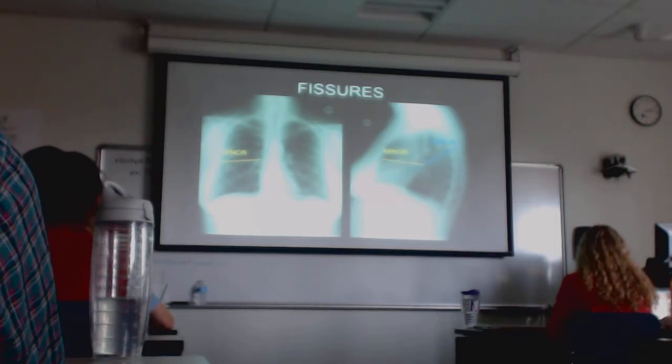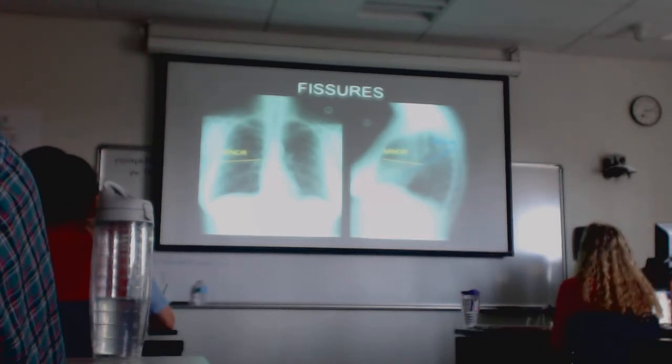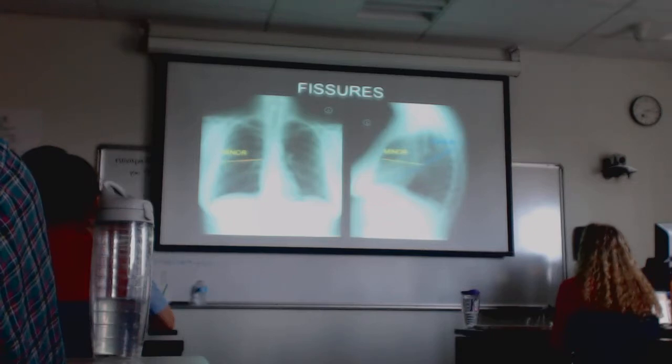there are two fissures. There's a minor fissure, which divides the right upper from the right middle lobe, and it's pretty horizontal. And then there's a major fissure, which divides the right upper from the right lower lobe throughout its course and in its upper half, and the right middle lobe from the right lower lobe in its lower half. The major fissure is very long. The minor fissure is relatively short.